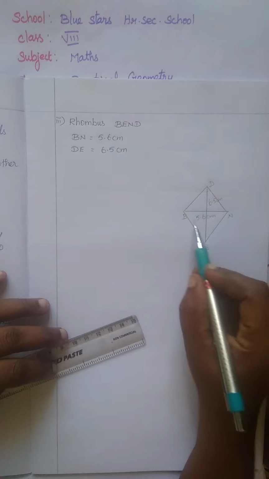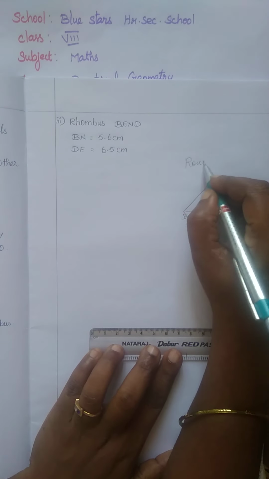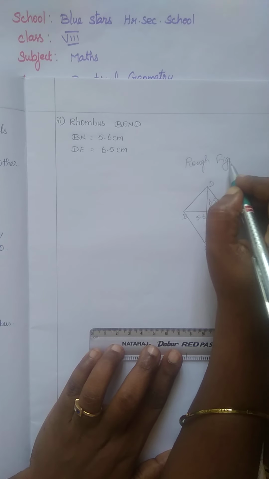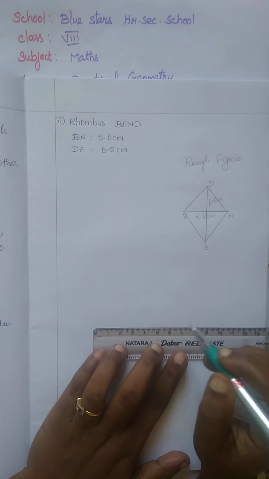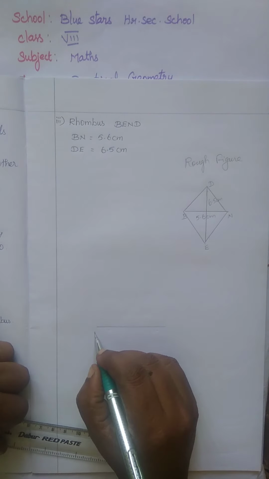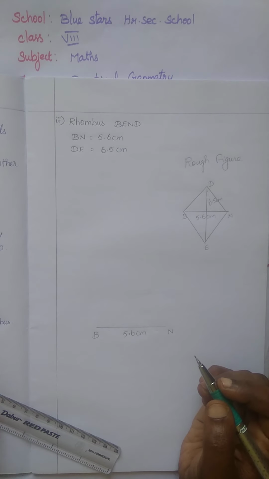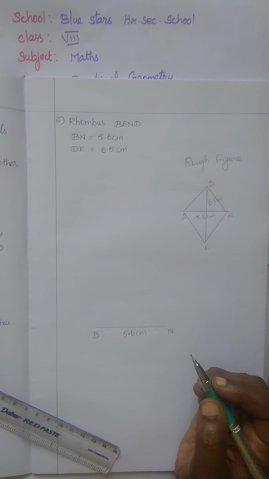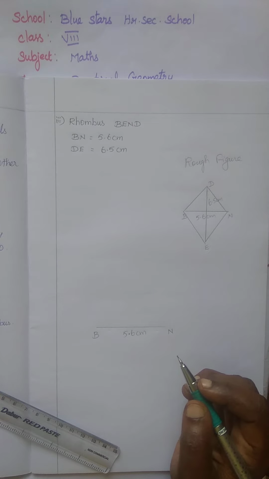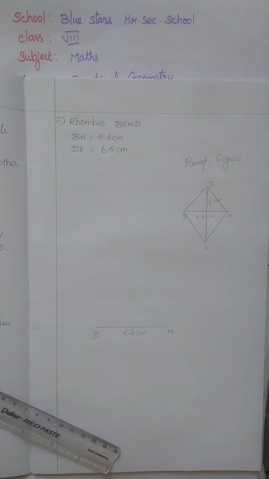First I draw 5.6 centimeter. This is a rough figure, right? Next one is 5.6 centimeter length of the diagram. So write BN right here 5.6 centimeter. Now next, on the 5.6 centimeter line we are going to draw a perpendicular line. We have seen this last year in 7th standard.